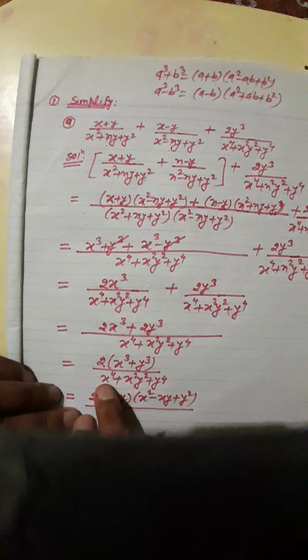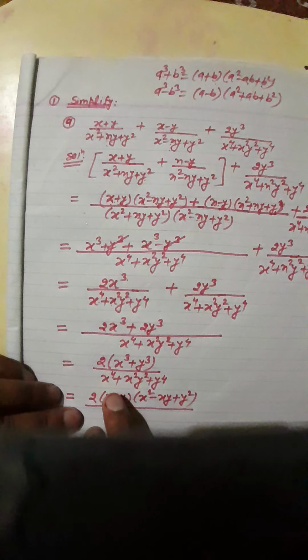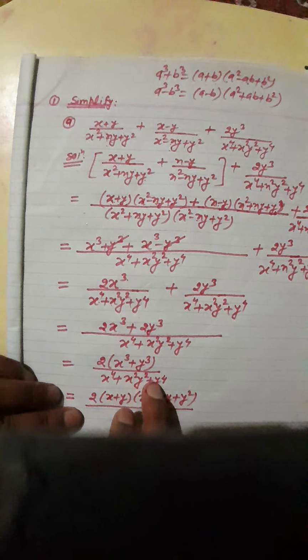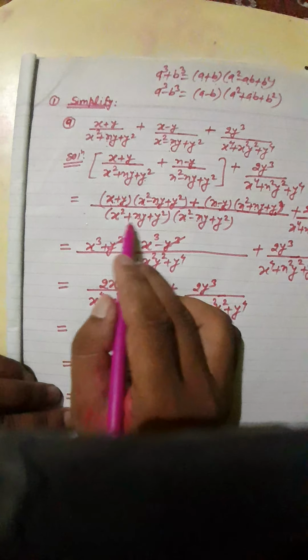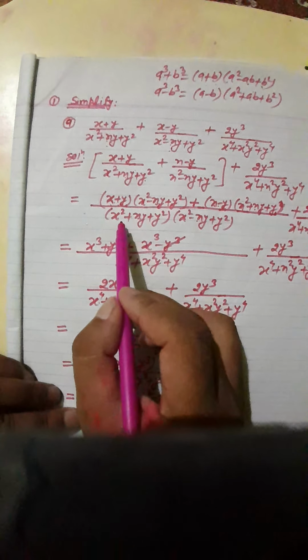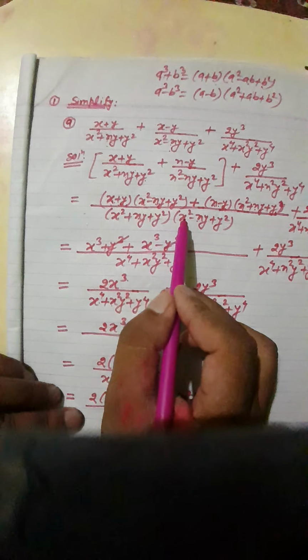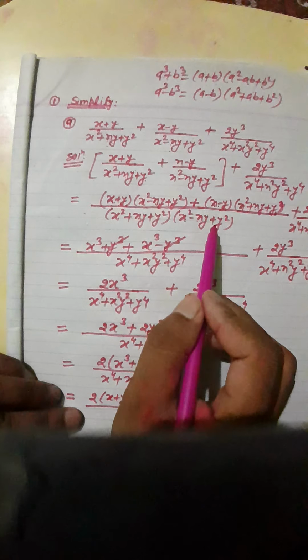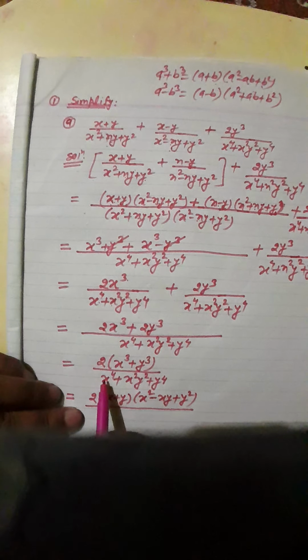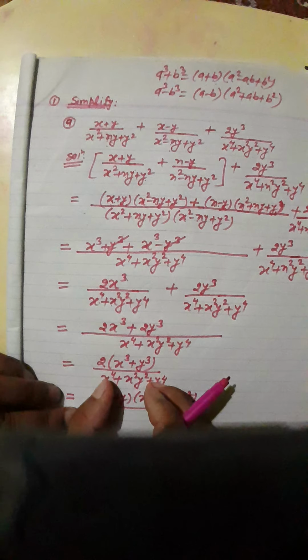This type of expression, how to factorize, you have already been taught in the previous classes. So x to the power 4 plus x square y square plus y to the power 4, this we can factorize and get these two factors. We know when we multiply these two factors, x square plus xy plus y square and x square minus xy plus y square, we get this polynomial, x to the power 4 plus x square y square plus y power 4.